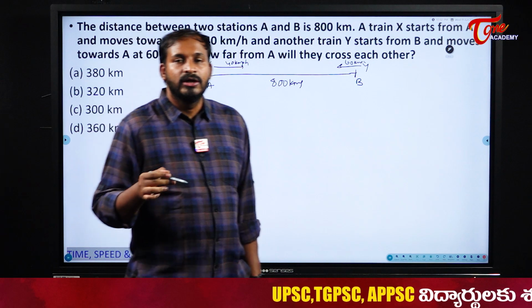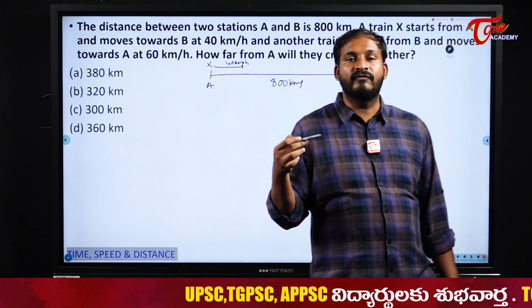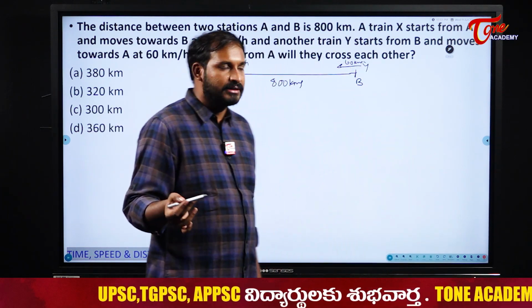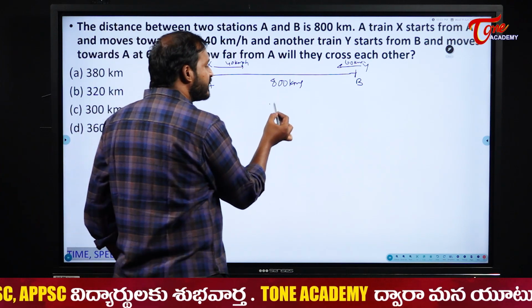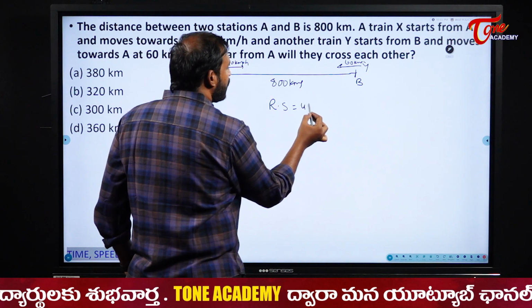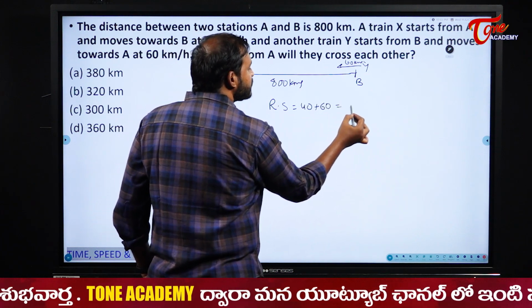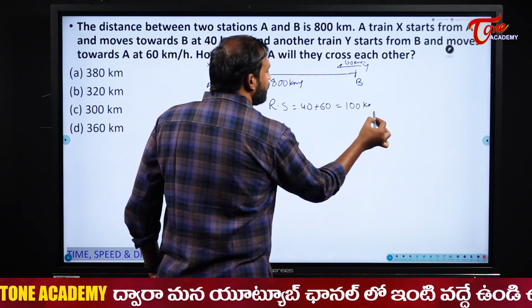First of all, to get the distance, we need to find the time taken to meet. See, when two objects are moving in opposite directions, what about their relative speed, students? Sum of their speeds. So 40 plus 60. So your relative speed will become what? 100 kmph.